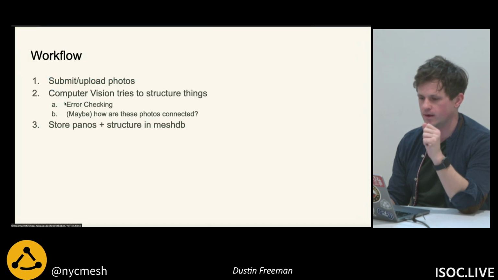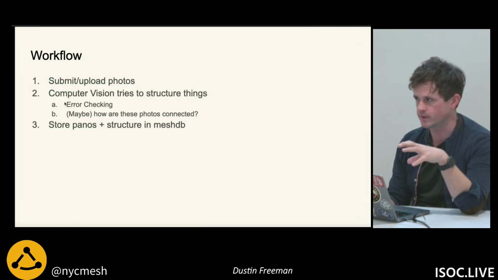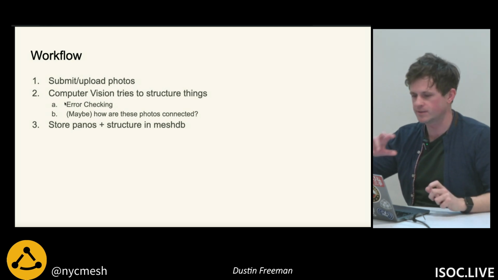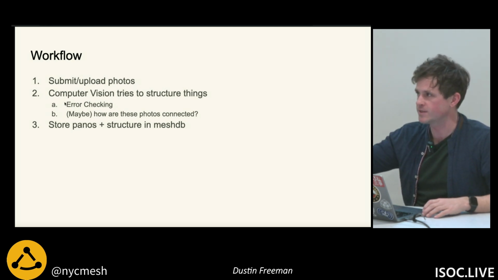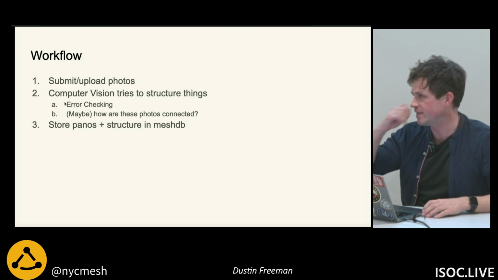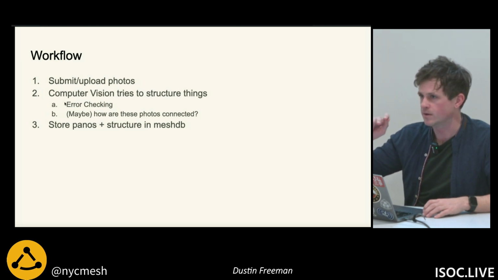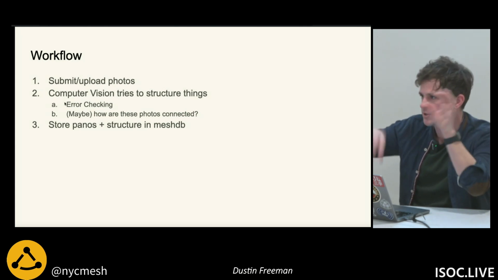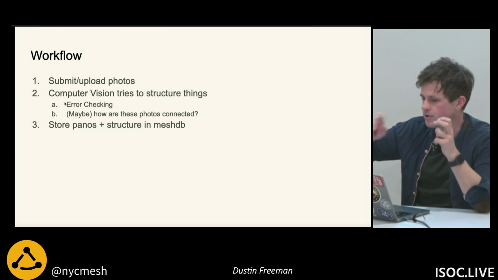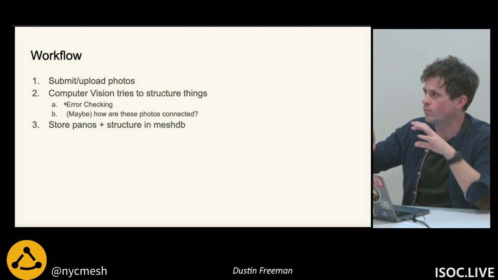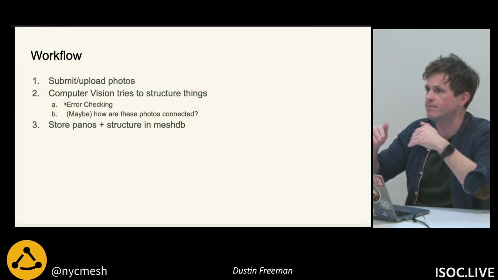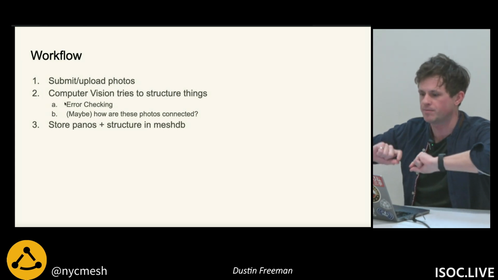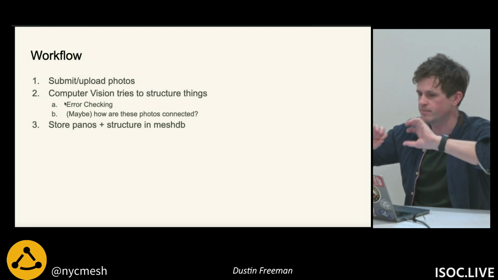I want to describe the workflow a little bit, and I'm describing an idealization of a workflow. This is a really great chance for you to tell me that this is not useful, or to really speak up if you need something desperately. Someone submits or uploads photos to a system. The computer vision tries to structure things and does some error checking. Once it's done that, and it might demand help from someone to label them properly, it will store those panos and that structured spec in MeshDB.